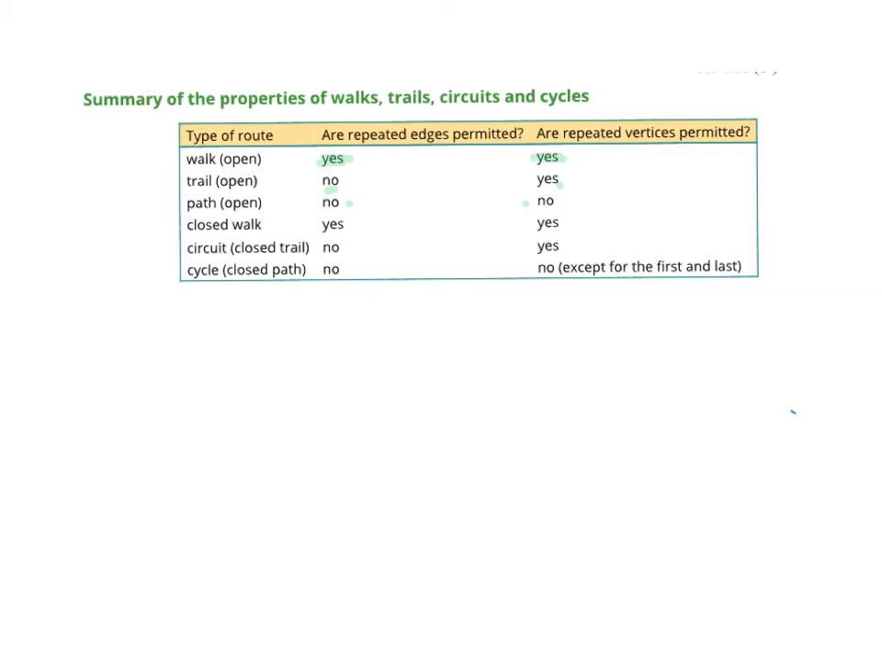A closed walk, you can repeat edges and you can repeat vertices. So you can do a walk where you go back through and end up at the same spot. That's okay. But a circuit is a closed trail. So remember, in a trail, you don't repeat the edges. So there you go. This is just a little summary.